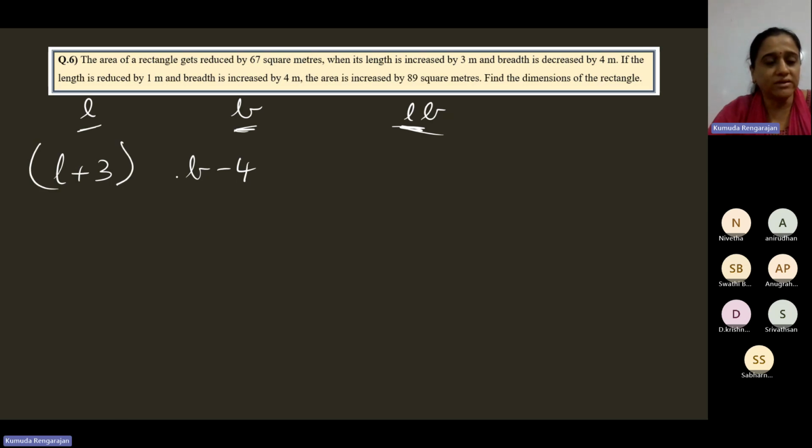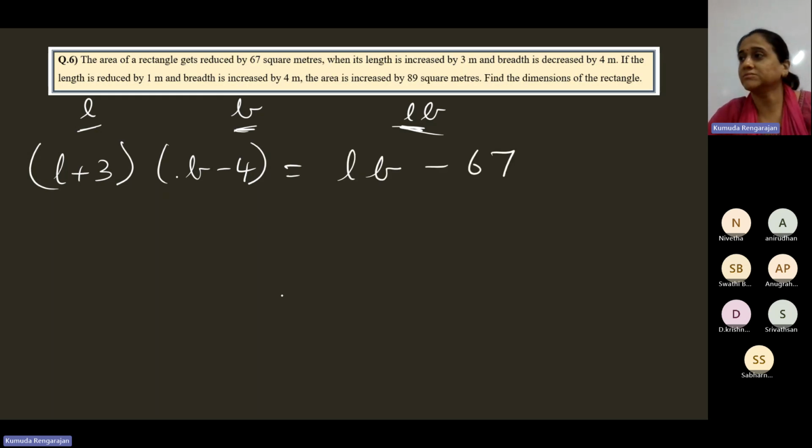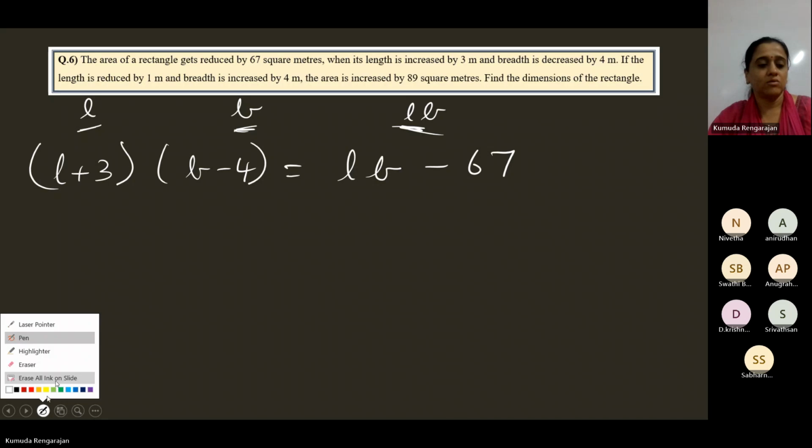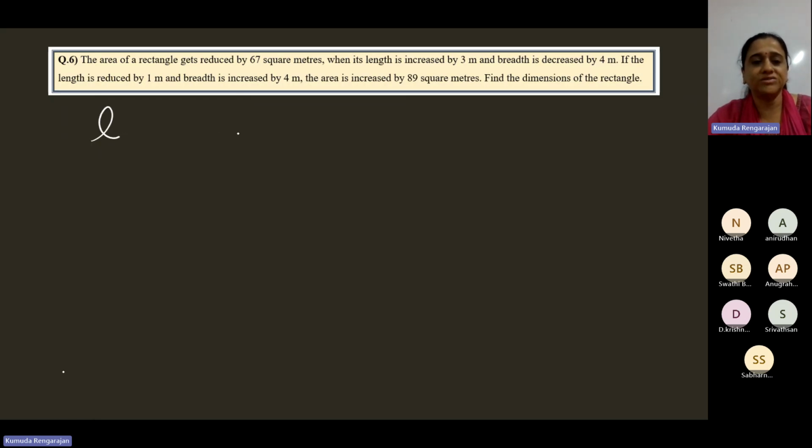What's the new length into the new breadth? It's equal to the new area. What's the new area? It is the original area minus 67. It gets reduced by 67, it is not equal to 67. That means originally whatever it was, minus 67. What's the original length? L. Original breadth? B. Original area? L into B.